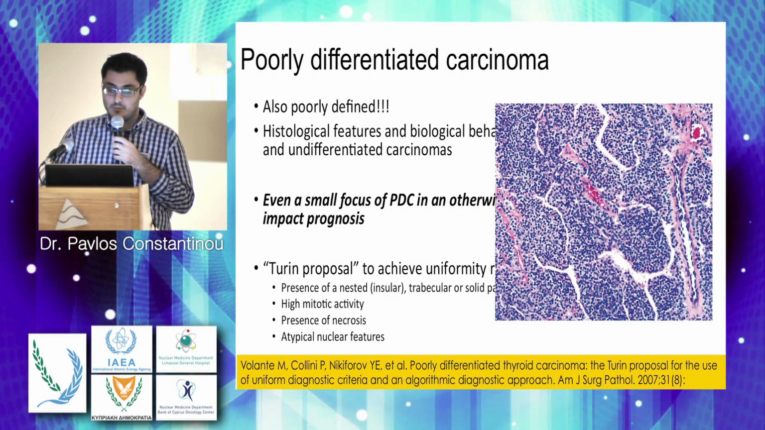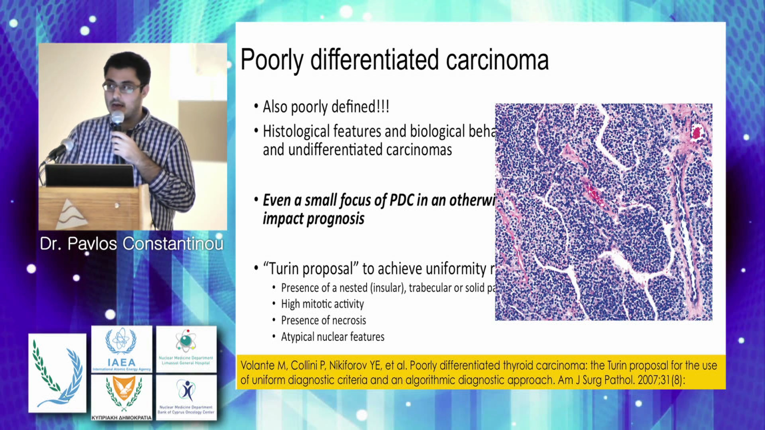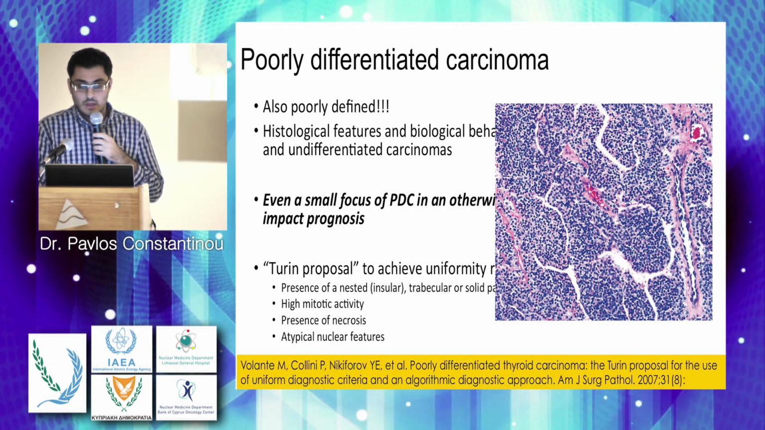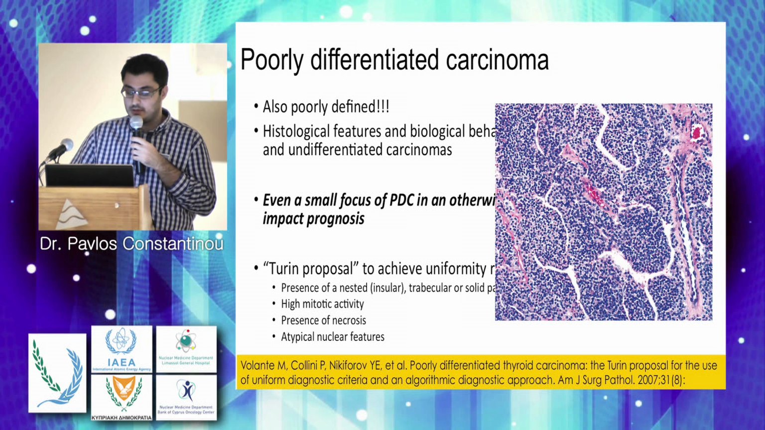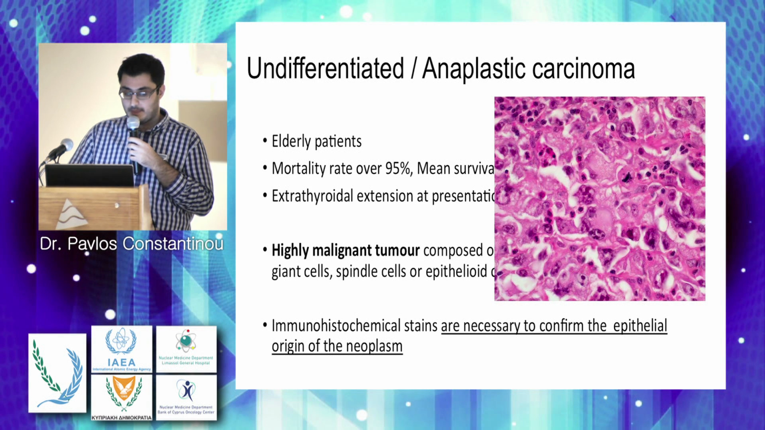And here is a case of poorly differentiated carcinoma. You can see that there is a lack of papillary structure, a lack of follicles. You can see that there is a nested, insular or solid histological growth pattern.